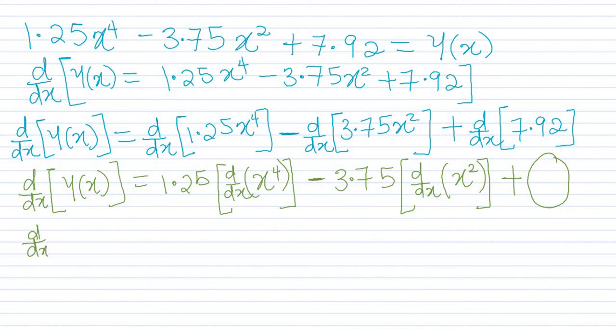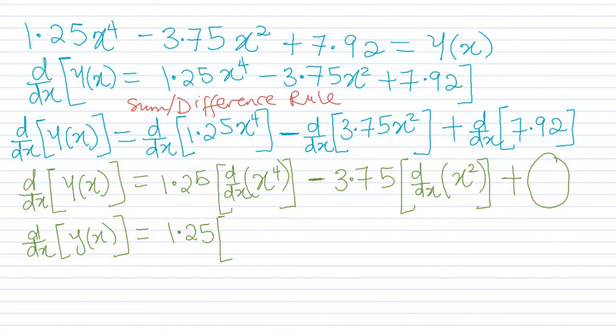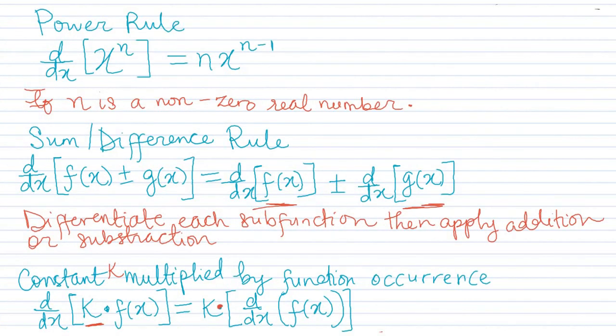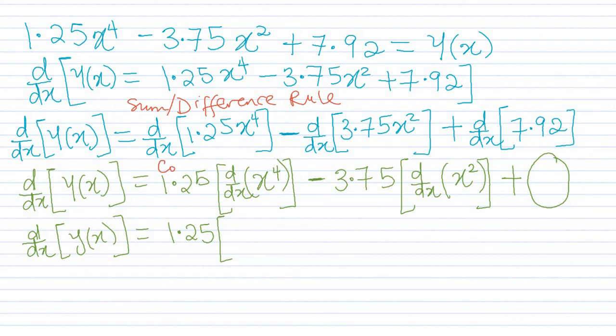So d/dx of y(x). So you have 1.25. Now we're going to apply the power rule. And now let me just do a good refresher, right? The first thing we applied here was the sum/difference rule. Then we applied the constant k multiplied by the function rule, so constant multiplied by function. So that's the second one. Now the last thing we're going to apply is this gorgeous stuff called the power rule. So that's what we're doing now.